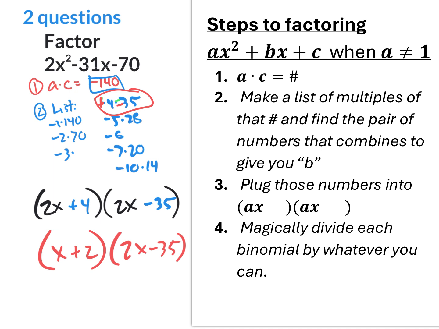And of course, on your multiple choice, if they tell you to factor, you're going to have 4 of these possible combo answers, right? You could actually distribute to double check and see which one actually gives that to you. If you go x times 2x, you get 2x squared. X times negative 35 is negative 35x. 2 times 2x is 4x. The negative 35x and the positive 4x give you the middle term, negative 31x. So this is correct.